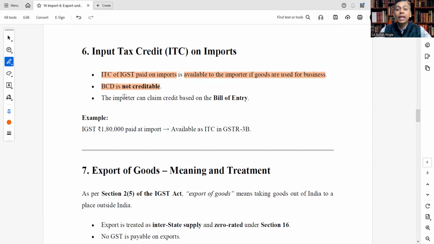The importer can claim credit based on the bill of entry. The importance of the bill of entry is here. If you want to claim ITC, first, the goods must be used for the business, and second, you can claim the credit only based on the bill of entry. Example, IGST of rupees 1,80,000 paid at import is available as ITC in GSTR 3B.